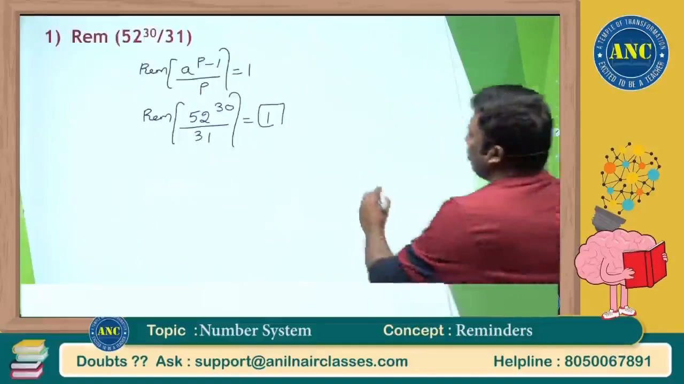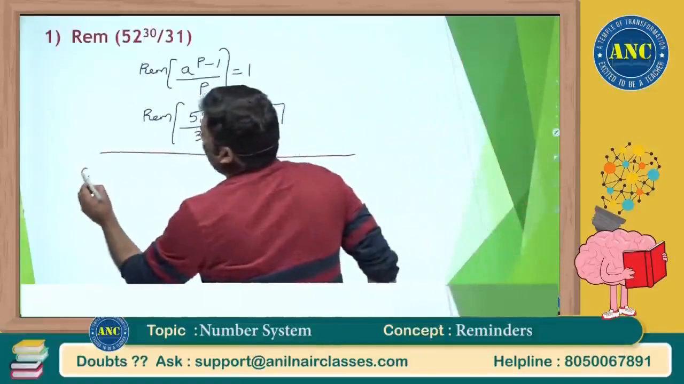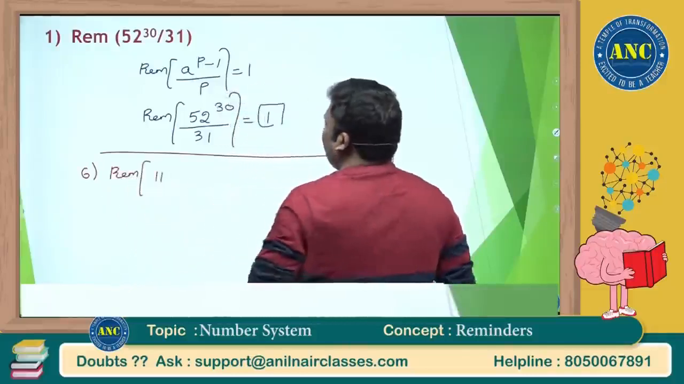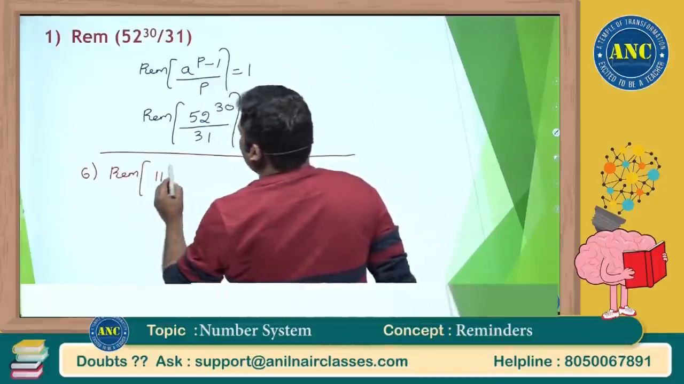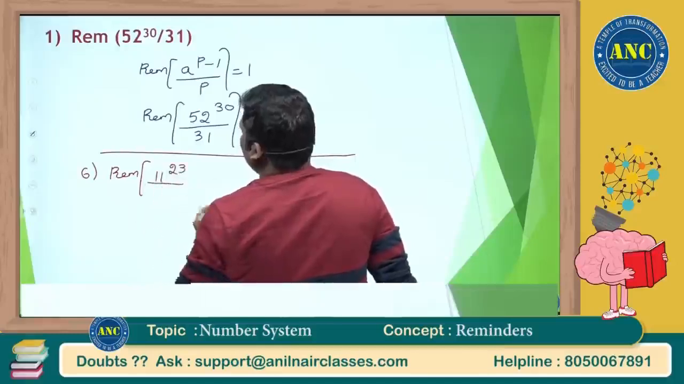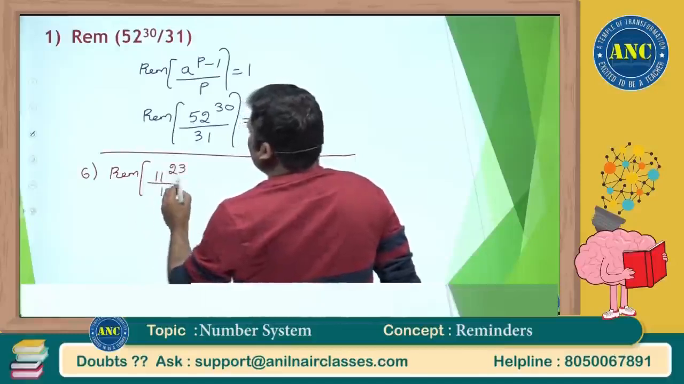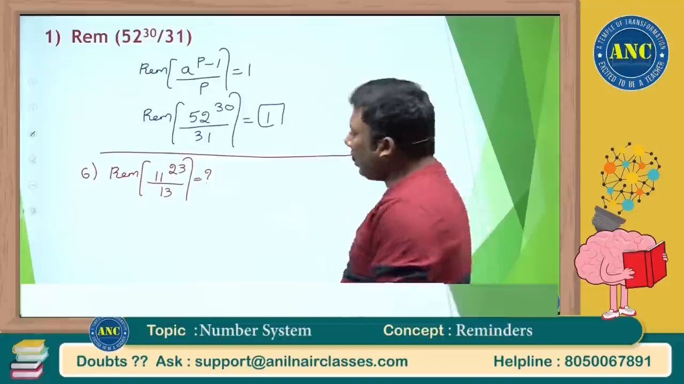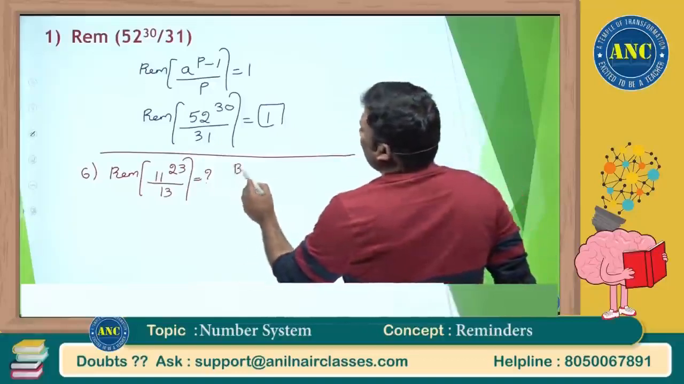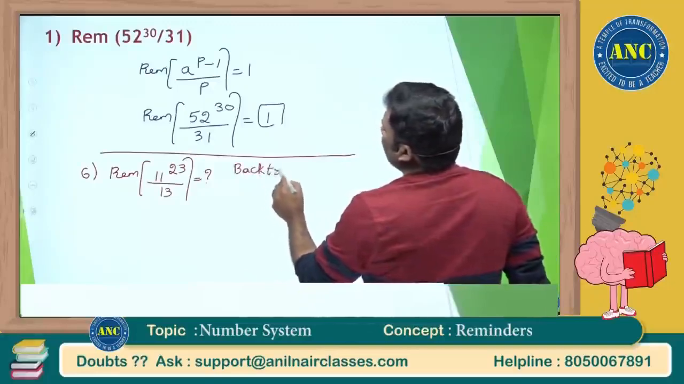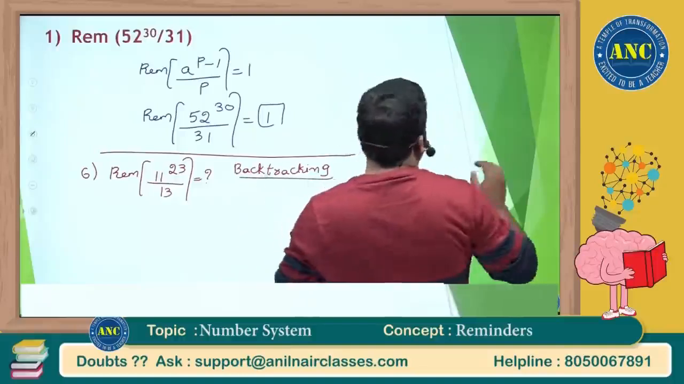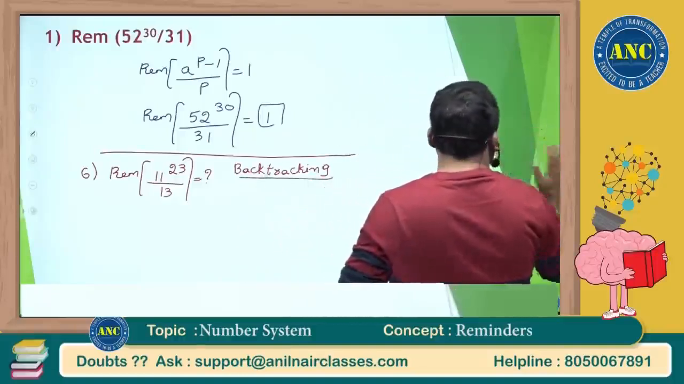Next one. Let us do one more question so that this concept will be extremely clear to you. 11 power 23 divided by 13. Sir, I want to use the backtracking method. You can also use a negative remainder in case you are getting the answer fast by using the negative remainder. Please use that logic.